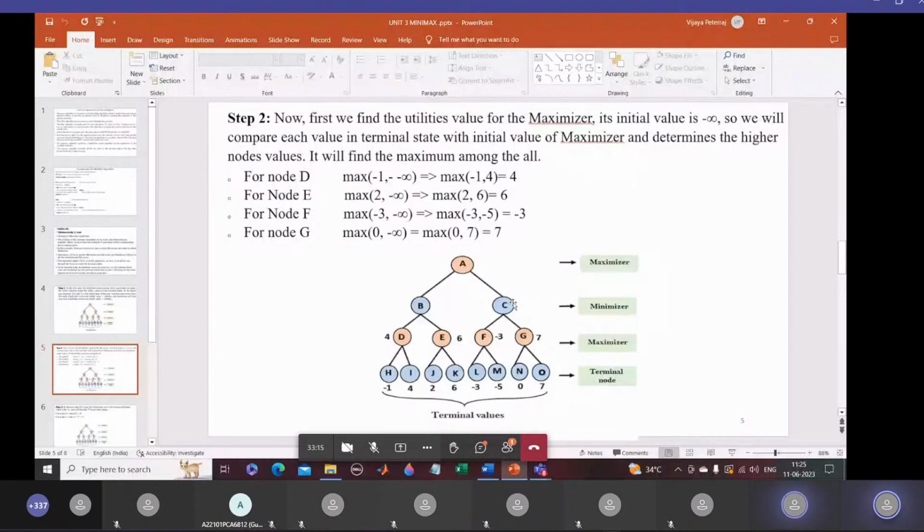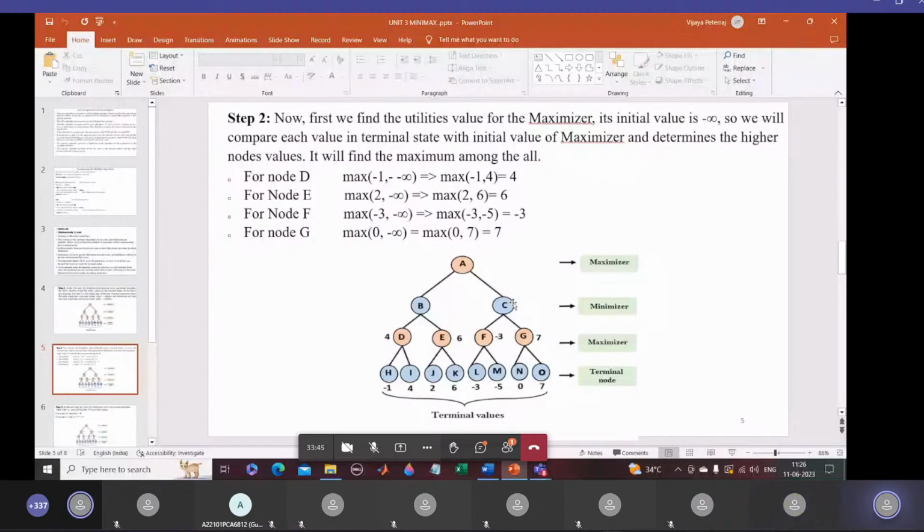For E, there are two nodes, J and K. J has the value 2, K has the value 6, which is the maximum, so E is 6. For node F, both are negative, so the maximum is minus 3. For G, the value is 7. So on the maximizer level we have the values for D, E, F and G as 4, 6, minus 3 and 7. Terminal values we have calculated.